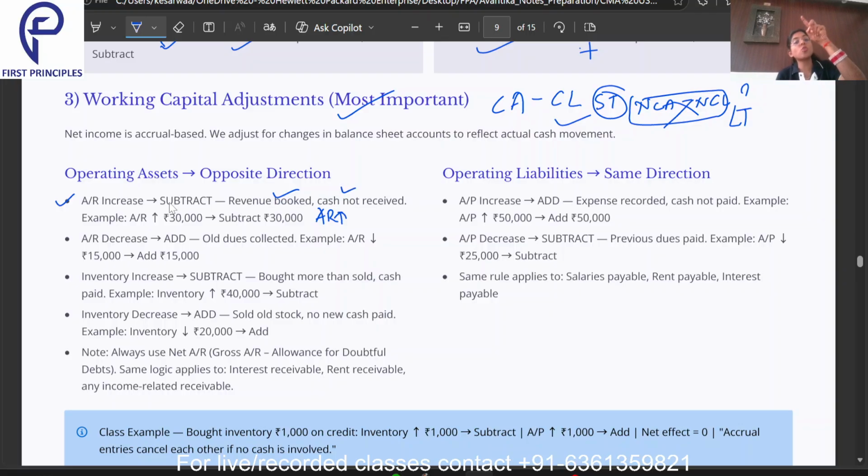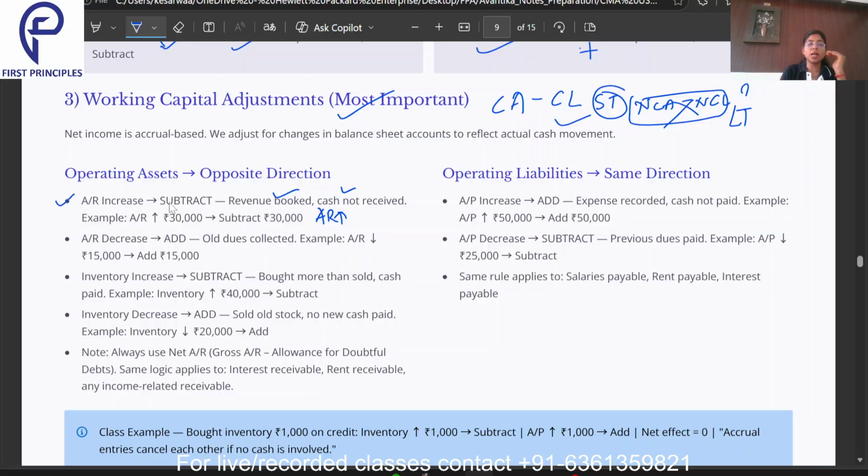That means you have recorded a sale in your income statement. Because of that, your profit has gone up, right? Your accounts receivable has increased, your profit has gone up, but in reality you have not received the cash. So what are you going to do? You are going to bring it back to normal. So you're going to reduce, or subtract, the increase in accounts receivable.